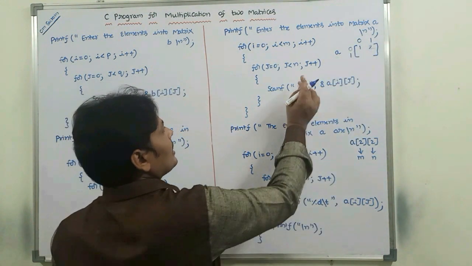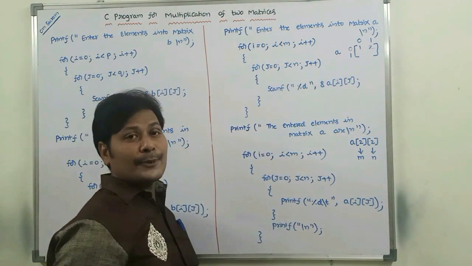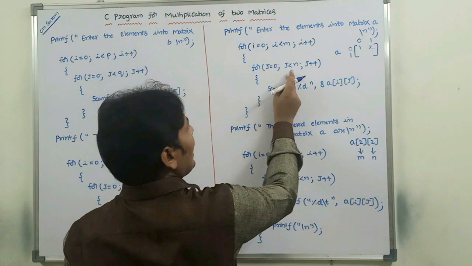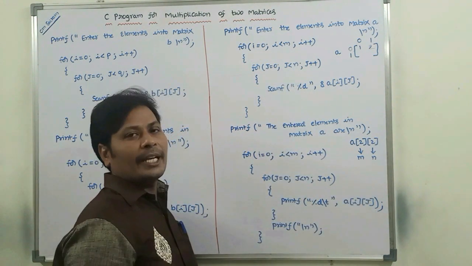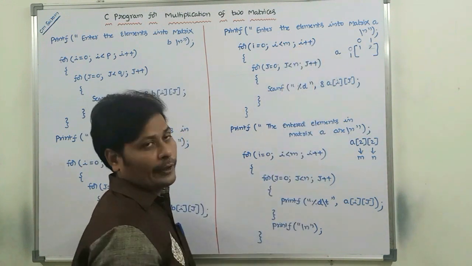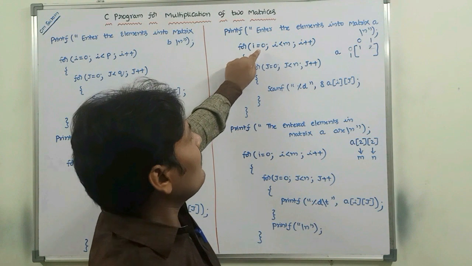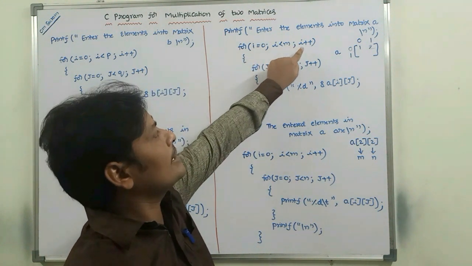After that, J value is incremented. Now J value becomes 2. 2 less than 2, N value 2, false. Then the control goes to the outer for loop. Next, I value is incremented. Previously, I value 0. Now it is incremented by 1.